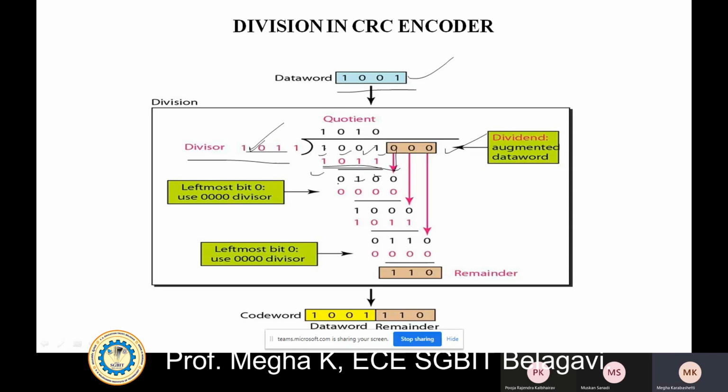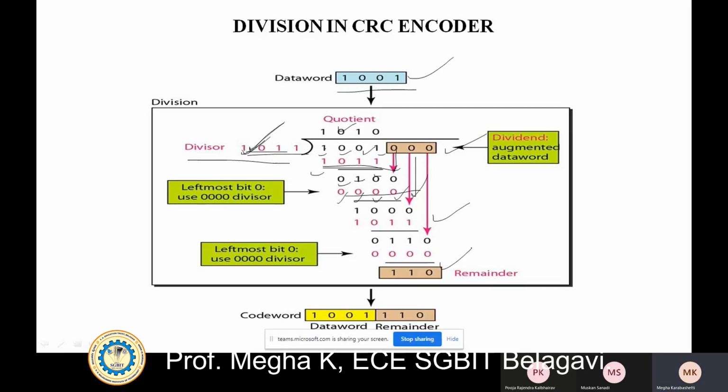Here the leading bit is 0, so we multiply the divisor with 0. That's why I have taken the quotient as 0 here. Multiplying the divisor with 0, I get 0 0 0 0. Once again do the XOR operation: 0 0 becomes 0, 1 0 becomes 1, 0 0 becomes 0 and 0 0 becomes 0. Fine. Next, bring down the next bit. Similarly, by doing this, at the end I got the remainder.